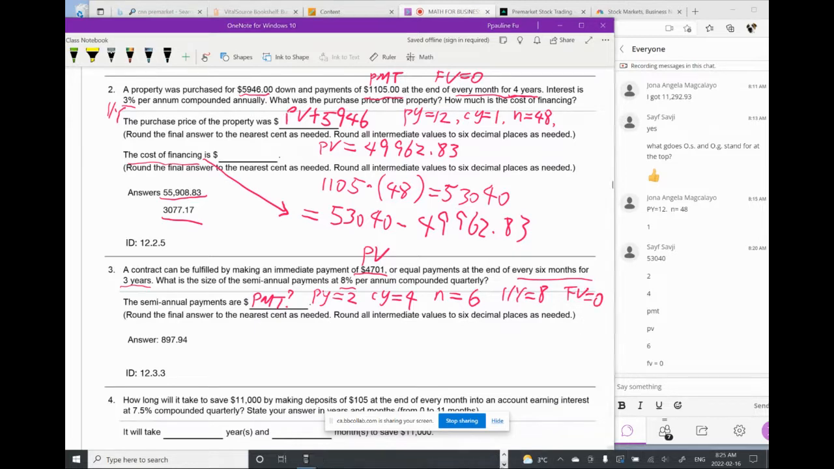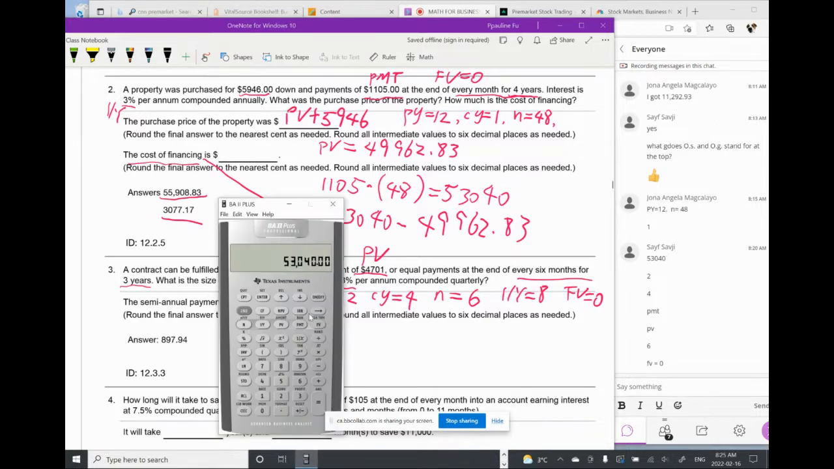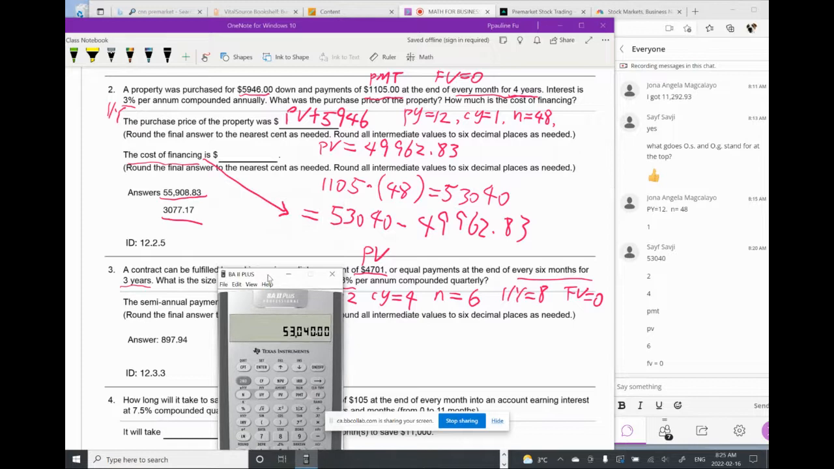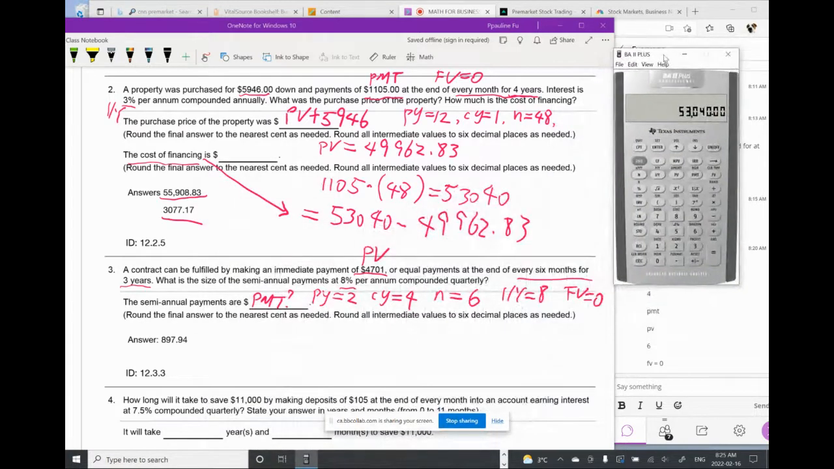So we're ready to punch in the numbers. But first, we need to set up. Second, quit to clear any previous entries. Second, PY. PY is 2. Enter. Down arrow key, CY. CY is 4. Enter. Second, quit.